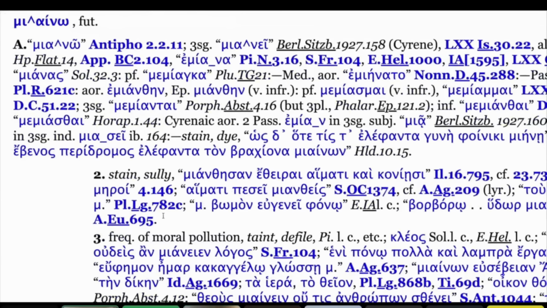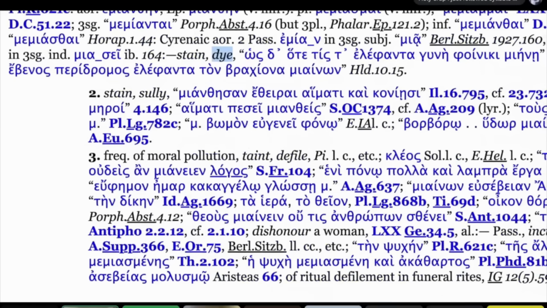Moral pollution, right? Along with the stain, you're going to see dying. Wait a minute. Dying is totally different, right? Dying isn't some kind of stain. No, it is. And there is no moral wall here to distinguish between the stain and the dye. Look down here at the bottom. Ritual defilement in funeral rites. Isn't that interesting? Ritual defilement.